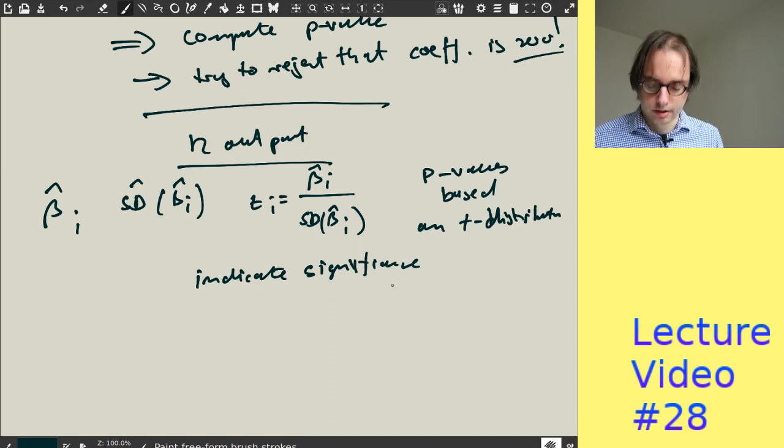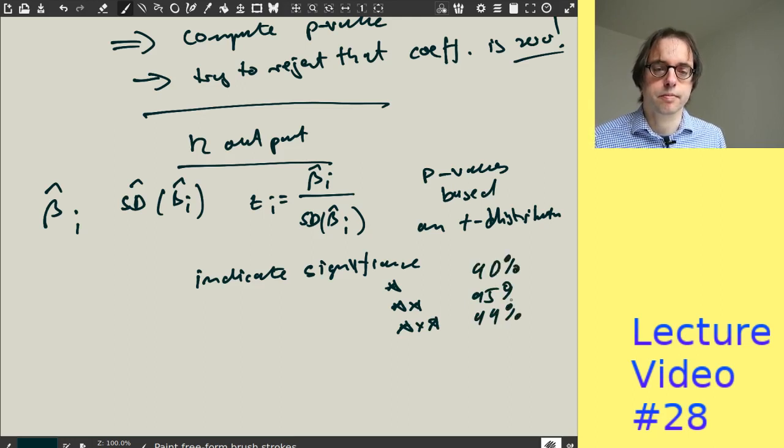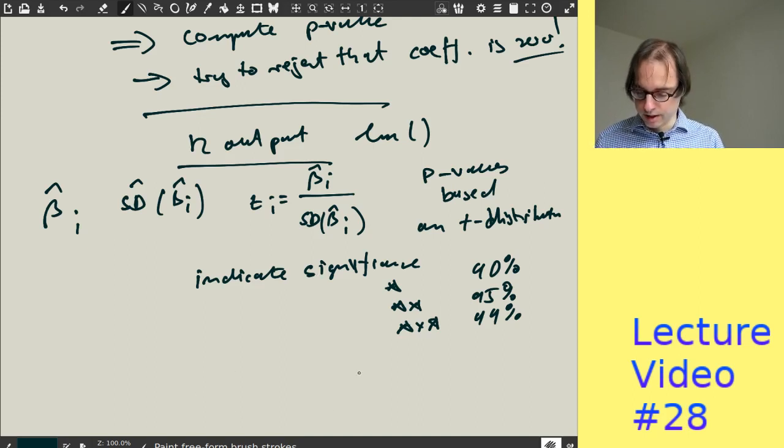So normally it's 1 star, 2 star, or 3 star: 2 star if it's basically 95%, 99% if it's 3 star, and 90% if it's 1 star. So if you use lm, you get all of this by hand. In one of the worksheets, you will be aiming to reproduce the output of lm by programming it yourself.